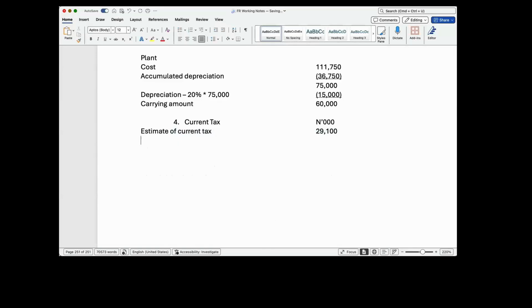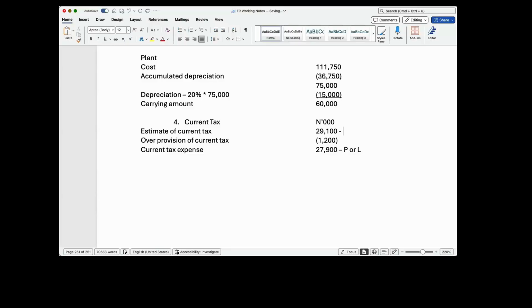And adjustment for last year, there was an over provision last year. It's 1,200, so I will deduct because it's an over provision. Then my current tax expense, what will go to my P&L for this year? How much is that? 27,900. So this is what I will take to my P&L.